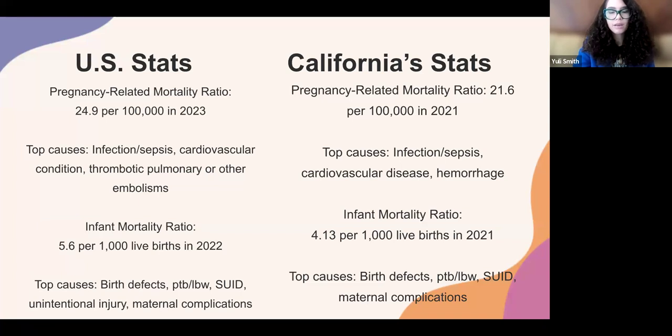Okay. We have made big strides here in California in regards to hemorrhage. We do see that causing less deaths. So that is a plus. That is some progress that we've made over the last few years. And interestingly, for infants, some of our top causes of infant mortality, so a baby passing away from birth and within the first year of life, are birth defects, preterm birth, low birth weight, sudden unexplained infant death. Those are very similar in the US and here in California.